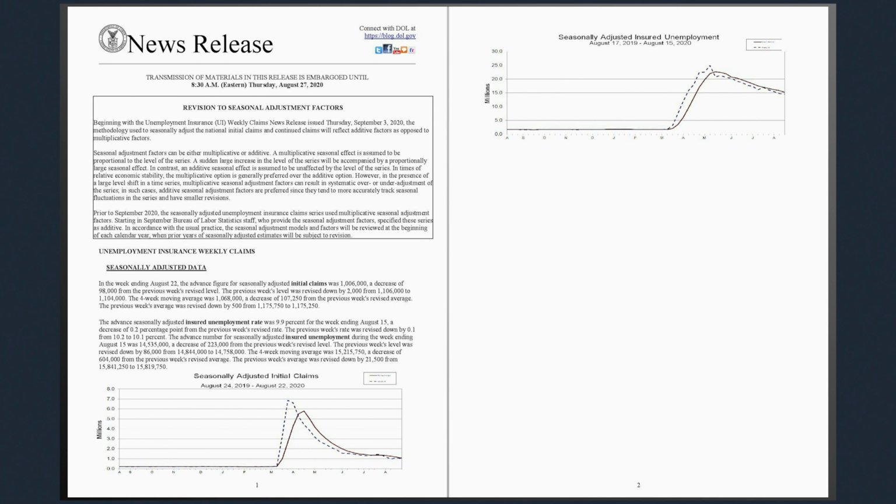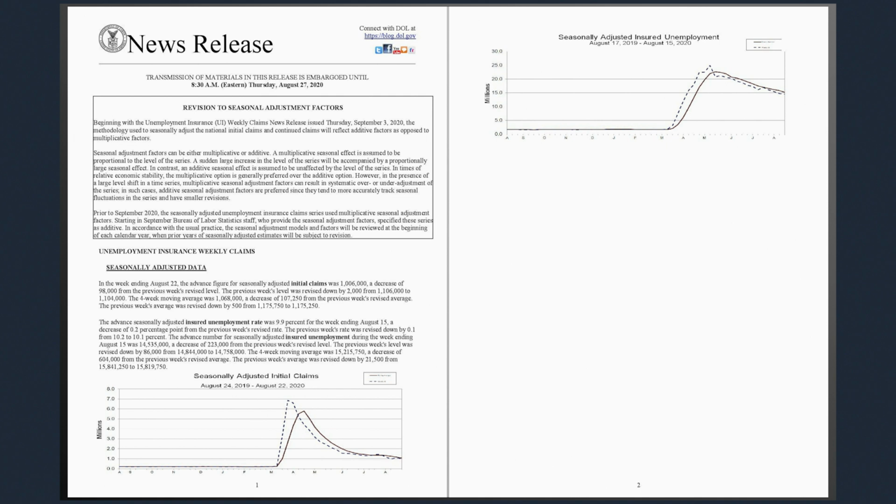Beginning with the Unemployment Insurance (UI) Weekly Claims News Release issued Thursday, September 3, 2020, the methodology used to seasonally adjust the national initial claims and continued claims will reflect additive factors as opposed to multiplicative factors. Seasonal adjustment factors can be either multiplicative or additive. A multiplicative seasonal effect is assumed to be proportional to the level of the series. A sudden large increase in the level of the series will be accompanied by a proportionally large seasonal effect. In contrast, an additive seasonal effect is assumed to be unaffected by the level of the series.